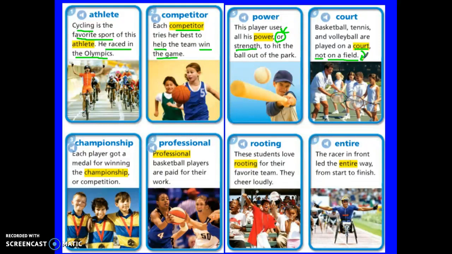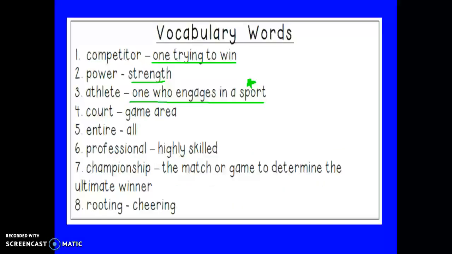So a court must be similar in some ways to a field. It's a place where certain sporting events are played, but it's not like a field. It's a little different. So let's see what the actual definition of court is. It's an area where games are played, a game area.